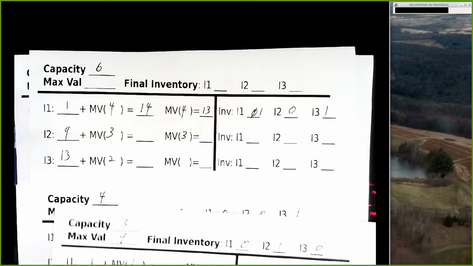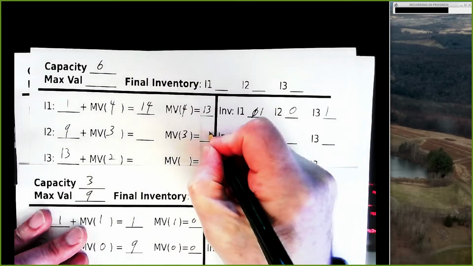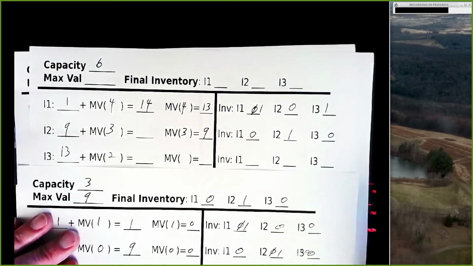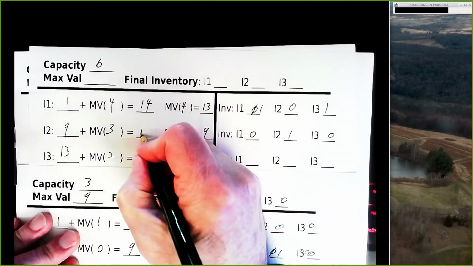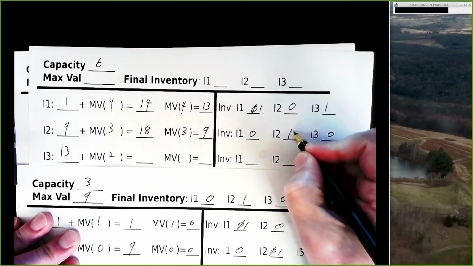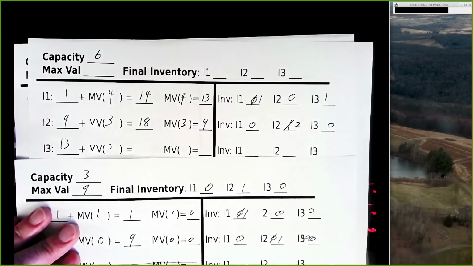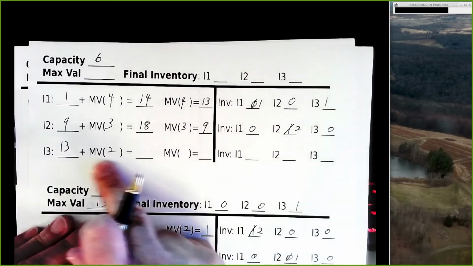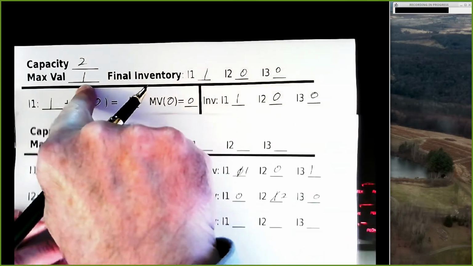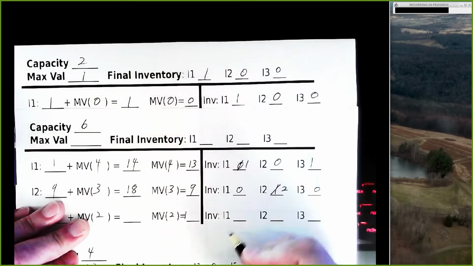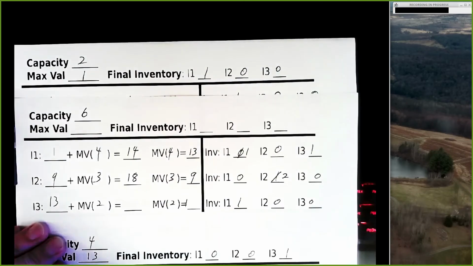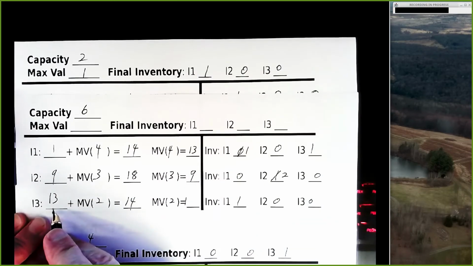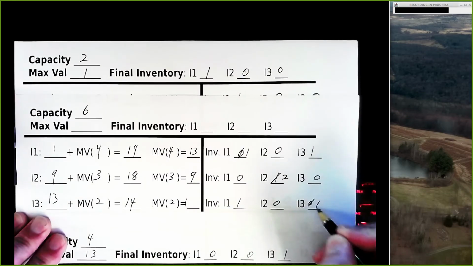All right, we return from that call. Now we know max val of 3 is 9, and the inventory is 0, 1, 0. 9 plus 9 tells us we get 18 if we start with item 2, and we bump up the count of item 2. And then the third possibility is 13 plus max val 2. Well, max val of 2 is 1, and the inventory is 1, 0, 0. So 13 plus 1 is 14. And we're bumping up 1 extra item 3, so this becomes a 1.